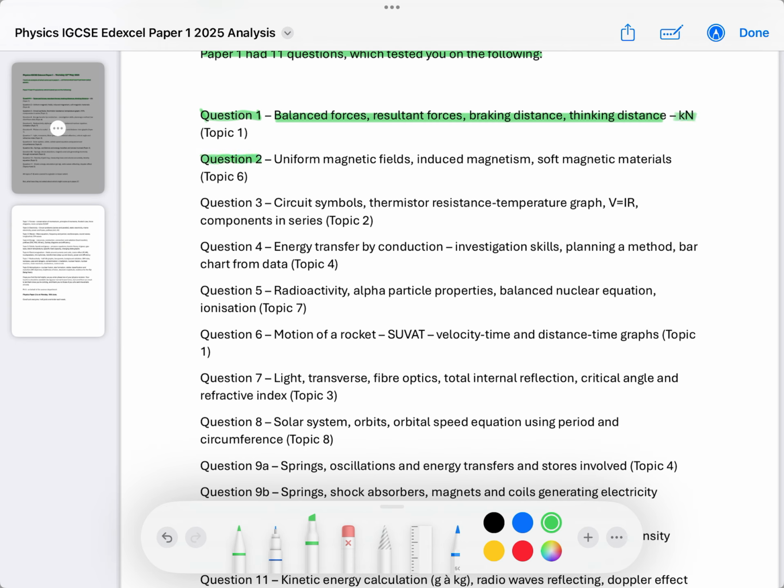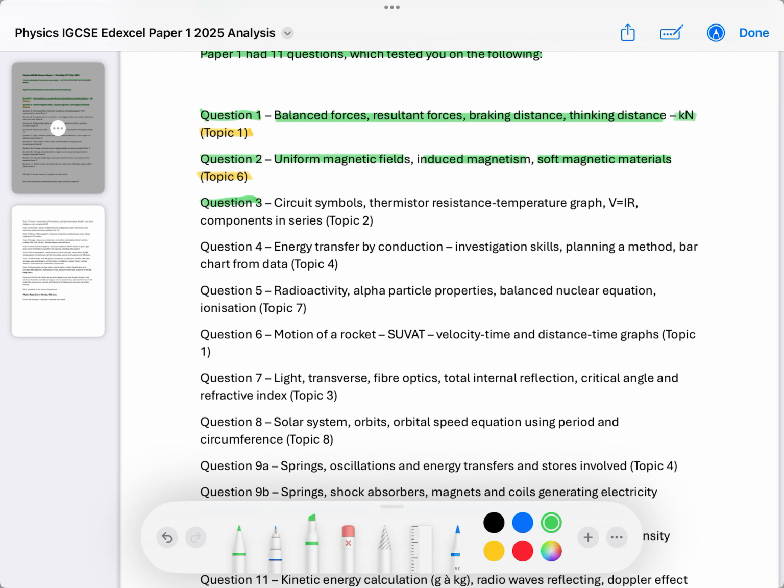Question 2 looked at uniform magnetic fields, induced magnetism. Therefore, you need to know what soft magnetic materials are. So question 1 was topic 1. Question 2 was topic 6, and as you know, there are 8 topics.